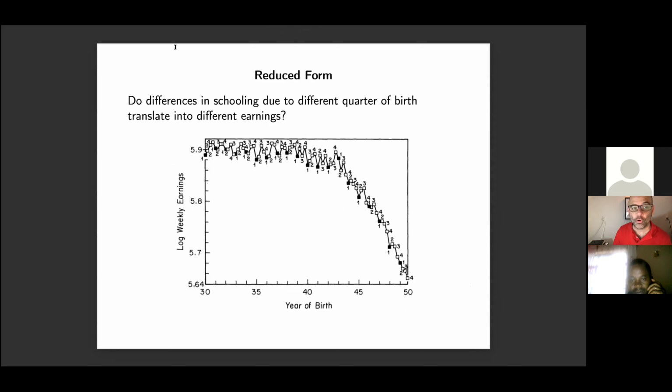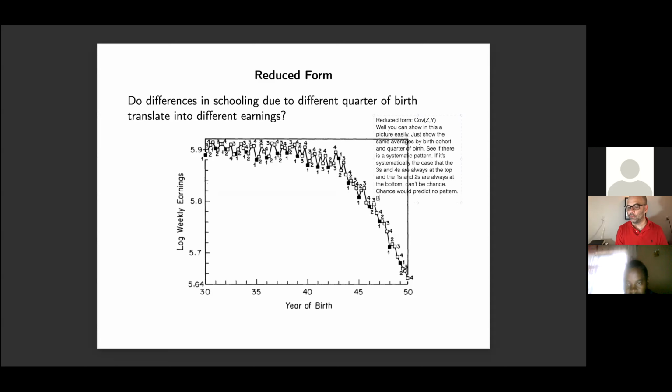They do the same thing again here. Remember the reduced form, what is it? Covariance of Z and Y. Well, you could show this in a picture easily. Just show the same averages by birth cohort and quarter of birth. See if there is a systematic pattern. If it's systematically the case that the 3s and 4s are always at the top and the 1s and 2s are always at the bottom, it can't be chance. Chance would predict no pattern, but here we see a pattern.